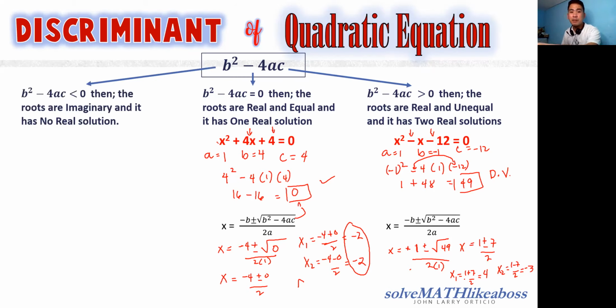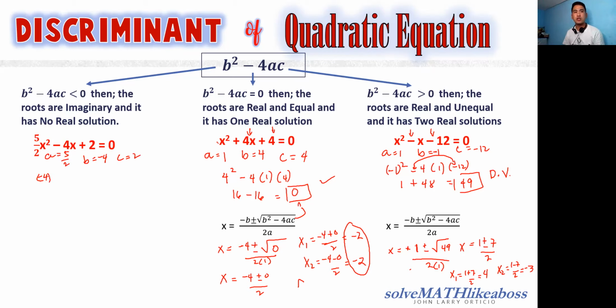So, if the discriminant is less than 0 or yung mga negative na result, we can say that the roots are imaginary and no real solution. So, let's have an example. The given is 5x squared minus 4x plus 2. So, values of A, B, and C, we have A is 5 over 2, B is negative 4, and C is positive 2. To solve for the discriminant, syempre we substitute.